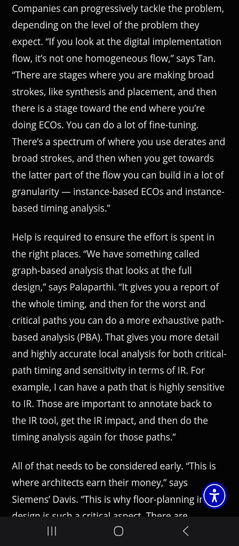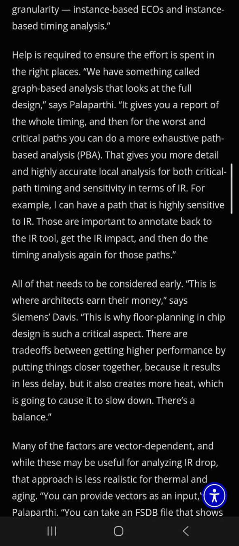Those are important to annotate back to an IR tool, to get the IR impact. Then do that analysis again for those paths. All of that needs to be considered early. This is where the architects earn their money, said James Davis. This is why floor planning in chip design is such a critical aspect.